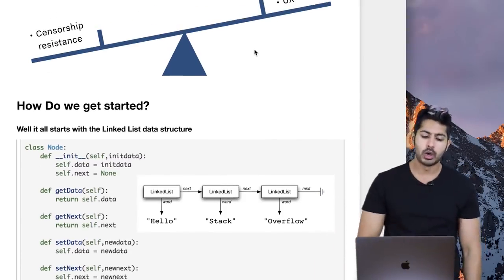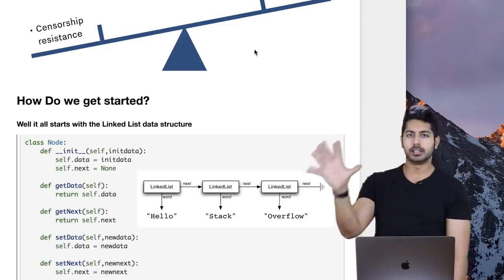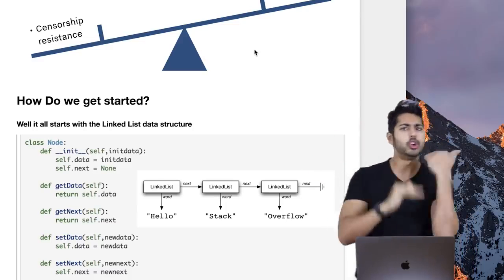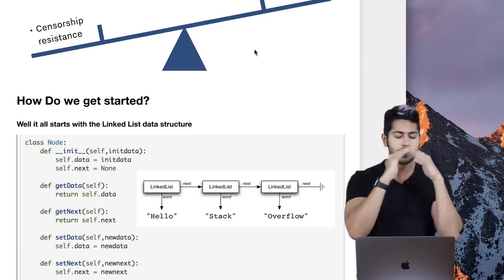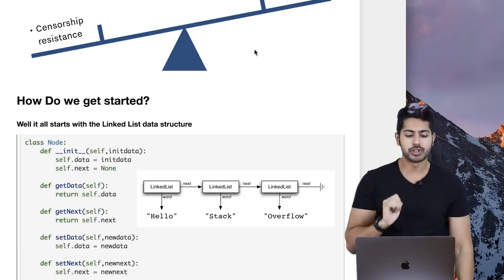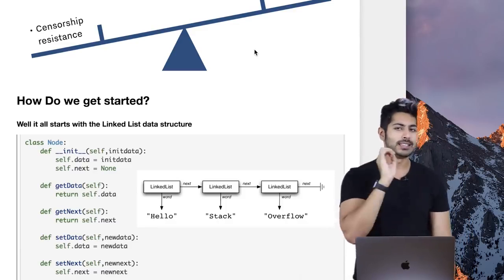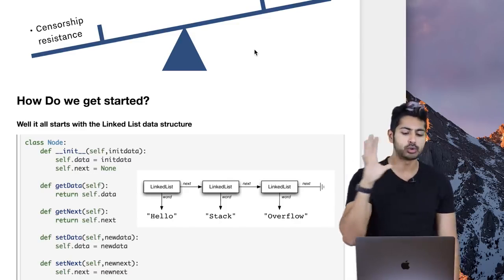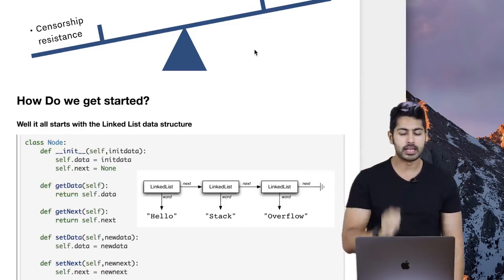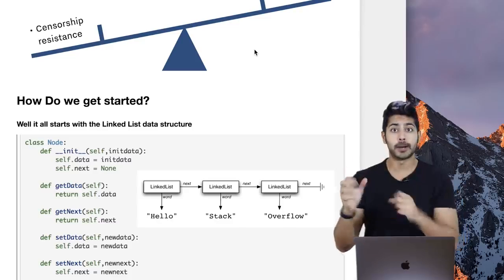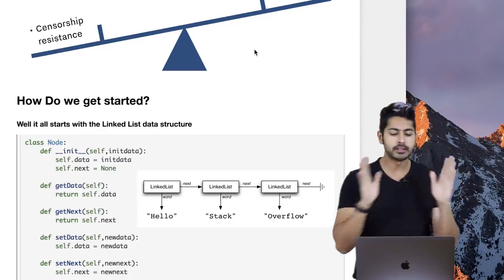Well, it all starts with what I like to call the linked list. This is in Python. Don't worry if you don't understand it. It's just a very, very basic class with some functions. But the linked list is a simple data structure that we learn in Data Structures 101. The linked list is basically a way to store data. So a linked list is like this.